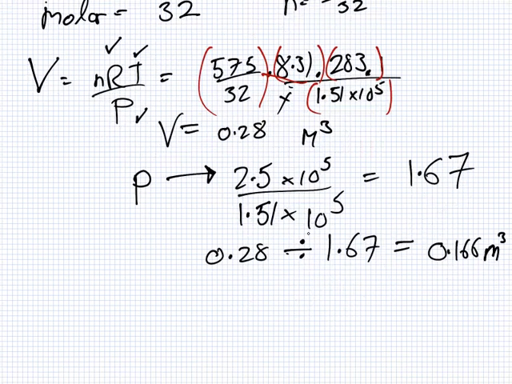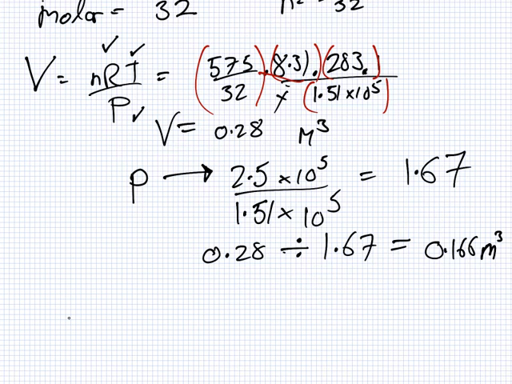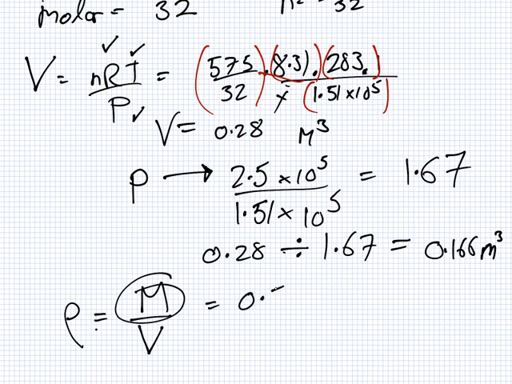Determine the density of oxygen gas at STP, 0 degrees Celsius and 1.01 times 10 power 5 pascals. So it's mass over volume. The mass you know, you will have 0.575 kilograms of oxygen. And the volume you'll have to recalculate because the pressure is different.